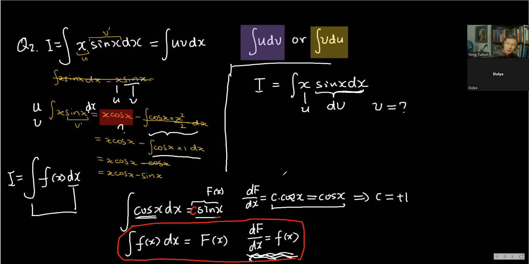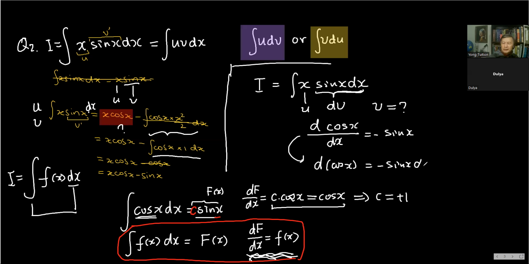No, not quite. It's almost correct. Oh, dv? Yeah, v would be negative cos x. You see? If we just found the first derivative of cosine x, we got negative sine x. Can you see? And if you multiply the dx, we got d cosine x equal to negative sine x dx. Can you see that?